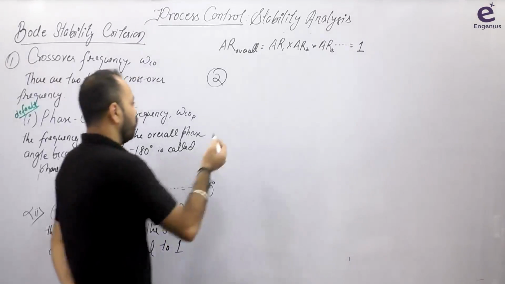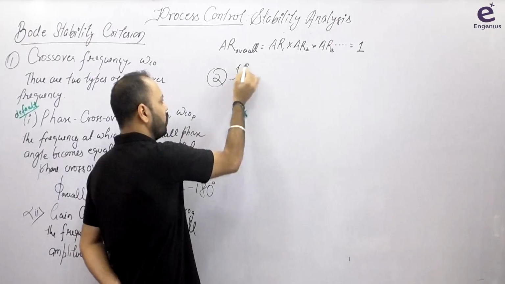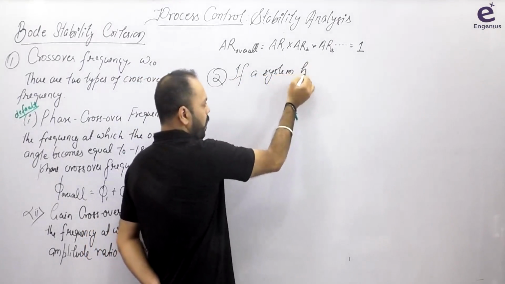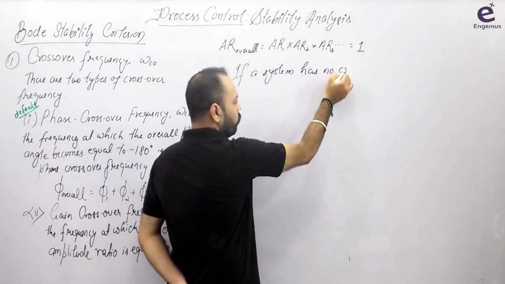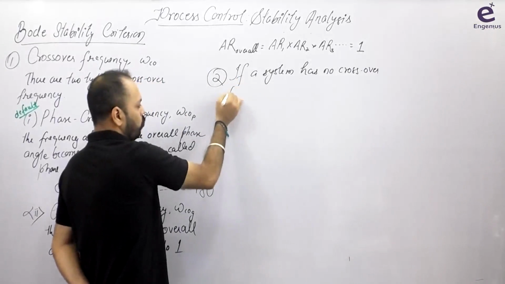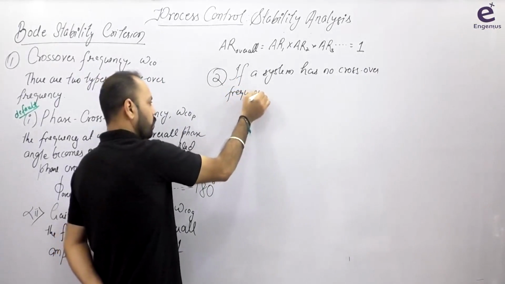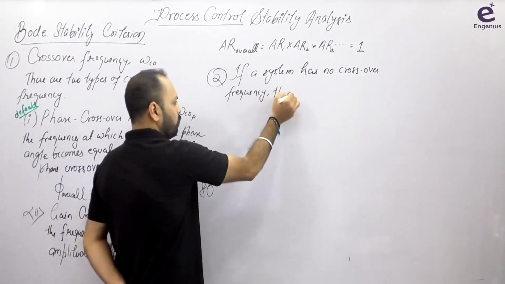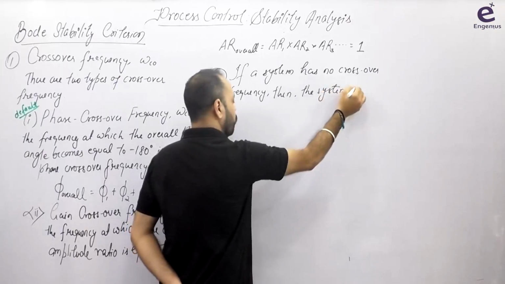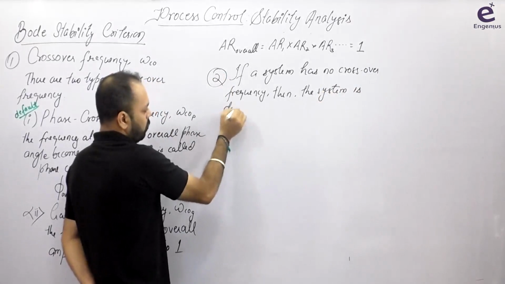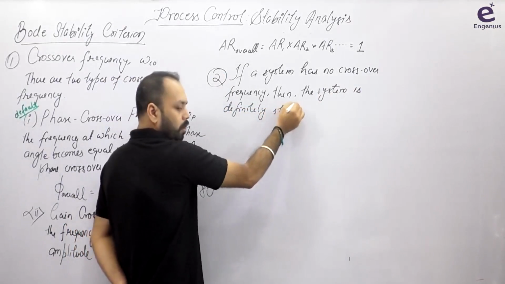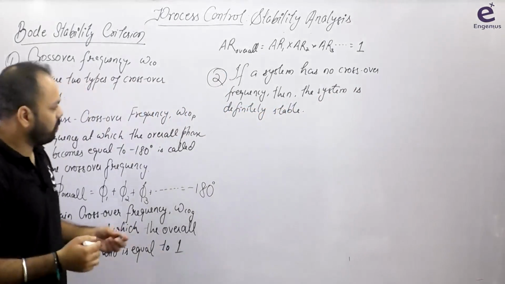Second point says, if a system has no crossover frequency, then the system is definitely stable. You may ask, sir, is it the Bode stability criteria?